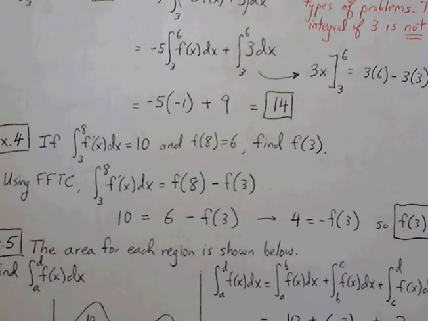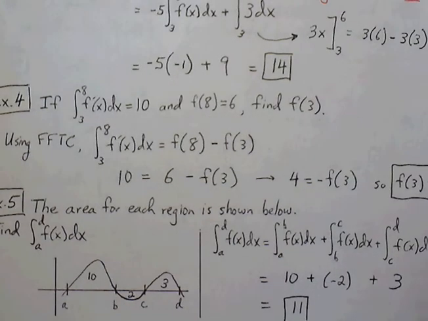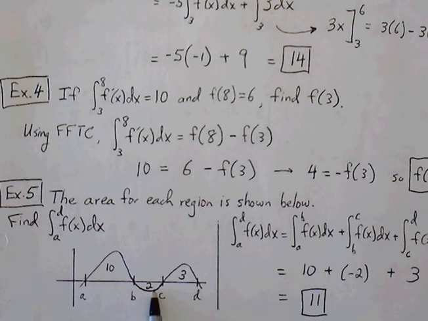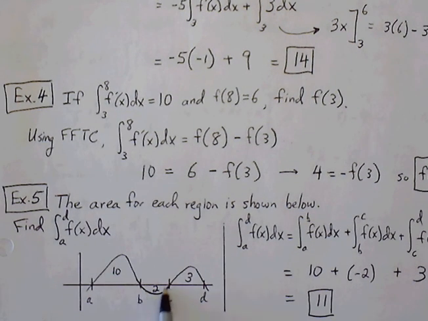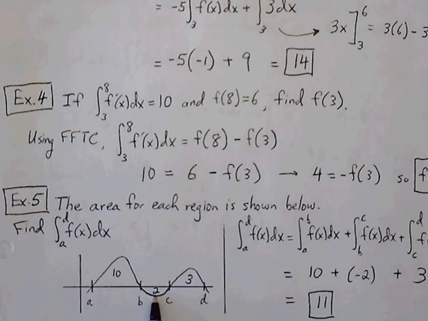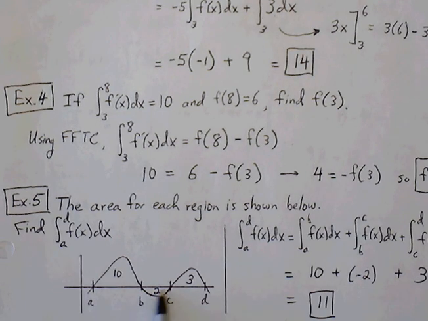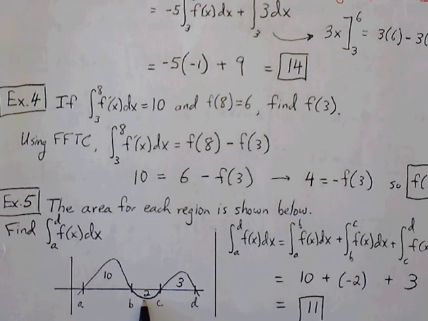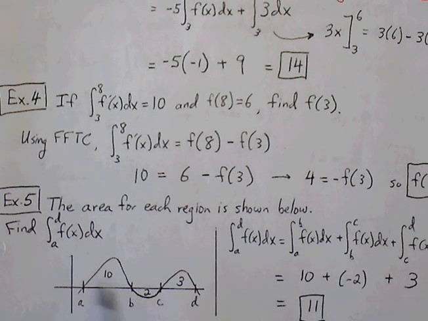Okay, the area for each region is shown below, for example 5. Now this represents area, so that means this portion is below the x-axis. The area is 2, but if we want to find the definite integral from b to c, because this region is below the x-axis, we know the definite integral from b to c of our function will be negative 2. So let's keep that in mind.